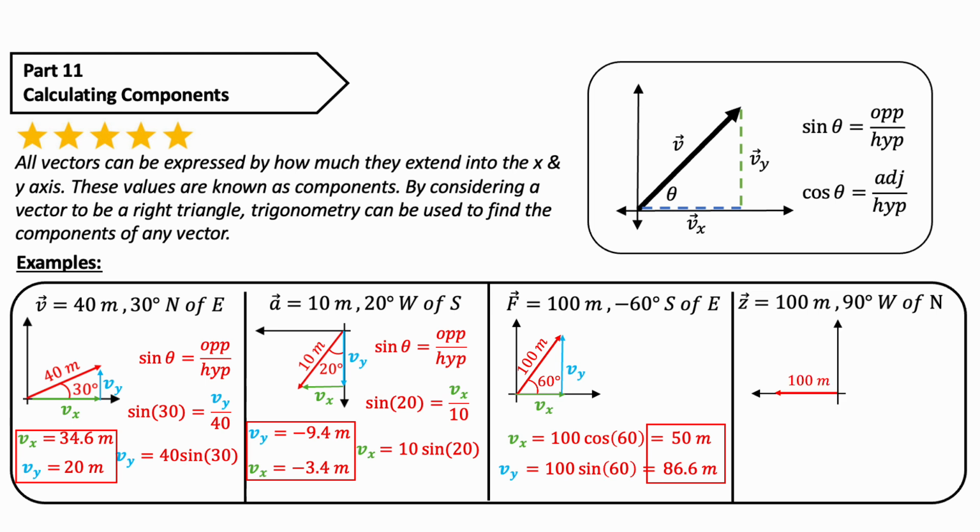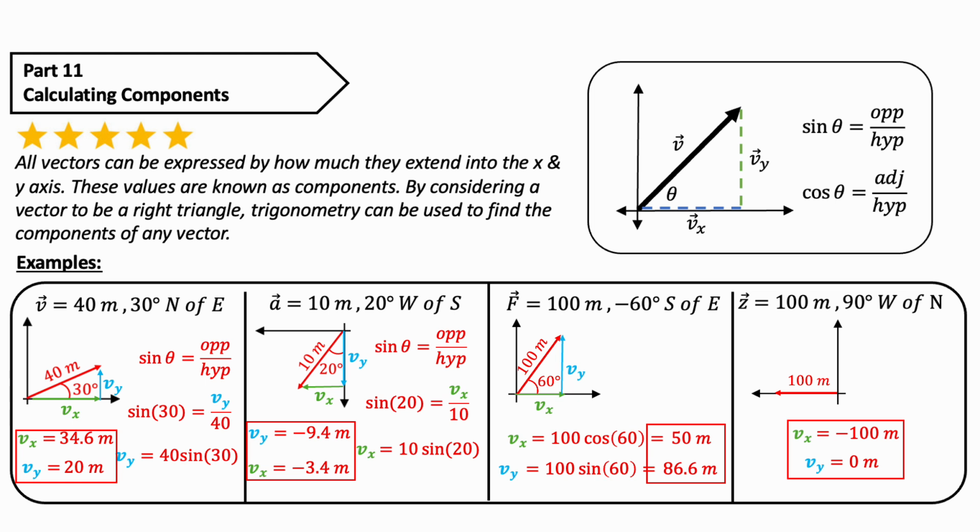All right, and then our last one is a bit of a trick question. So if we draw this vector, as shown here, we have 100 meters directly west. Well, how can I do a sine or a cosine? Am I going to use the 90 degrees here? Am I going to do 0 degrees here?